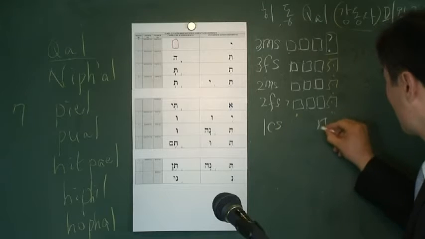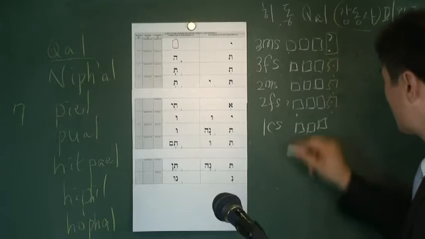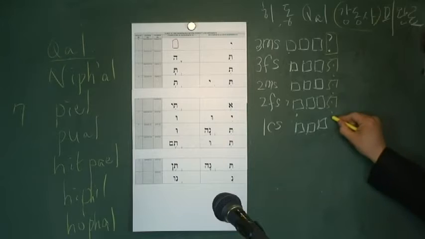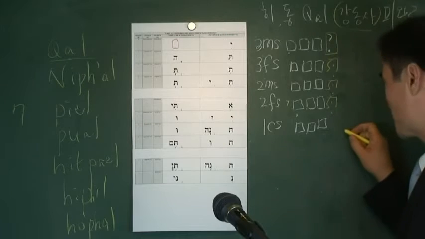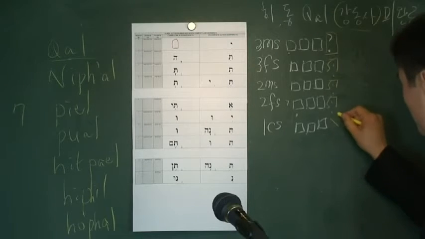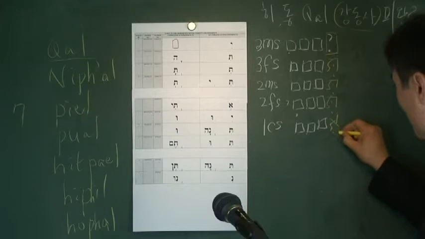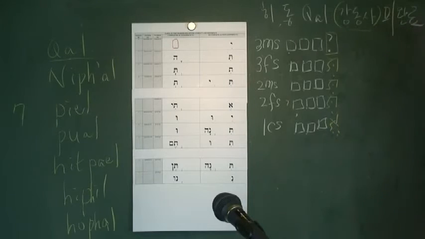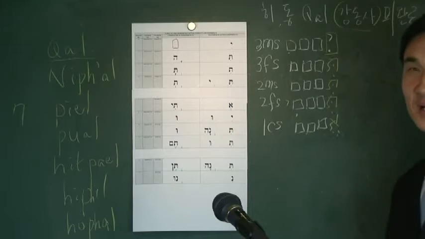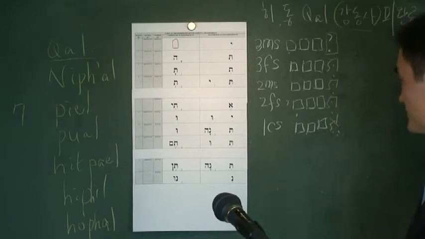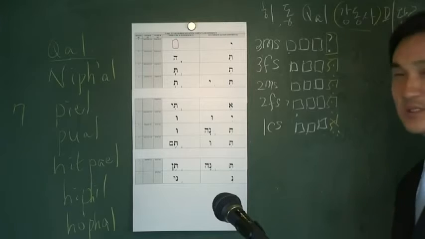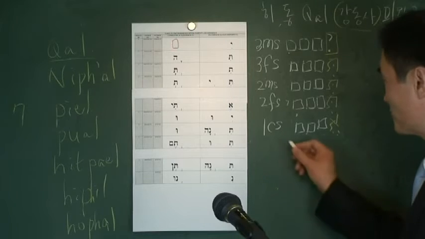Next, the first person common singular. The first person common singular has a prefix that is made up of aleph and e. Aleph and segol produced the e sound.